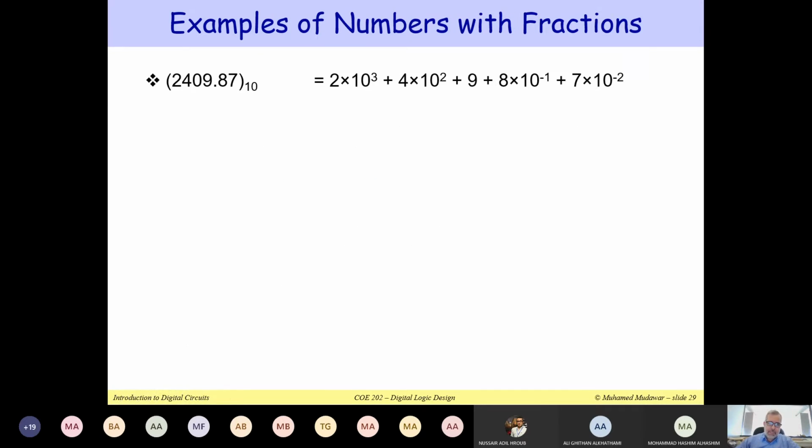I have examples about how to represent fractions. Here's an example in decimal.